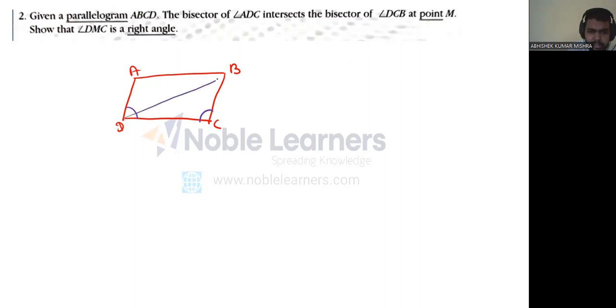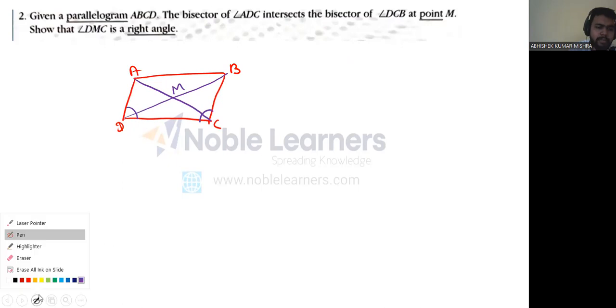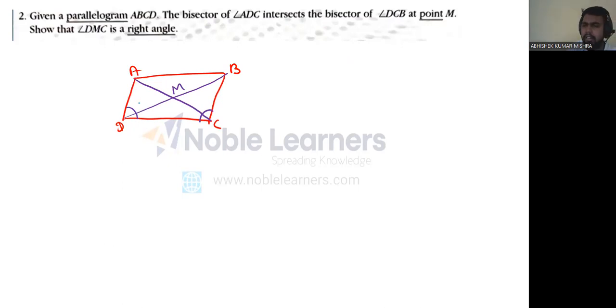So let us draw the bisectors. So these are the bisectors and they are meeting at point M. This is my point M. Okay. You must be knowing what bisectors are. Bisectors are the lines which divide the angle into two congruent angles, into two equal parts.